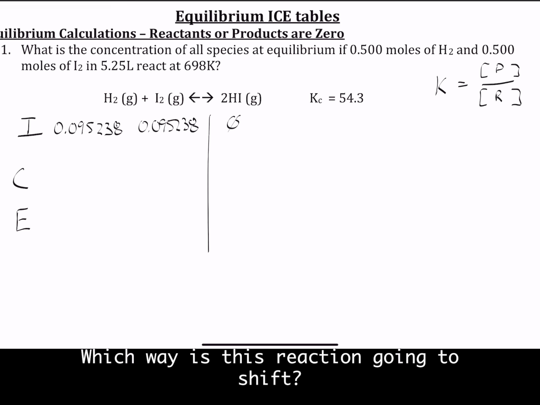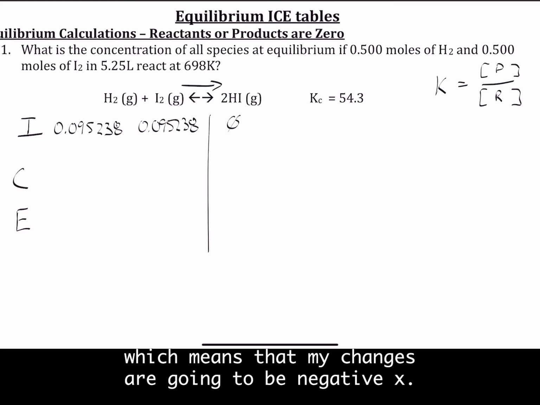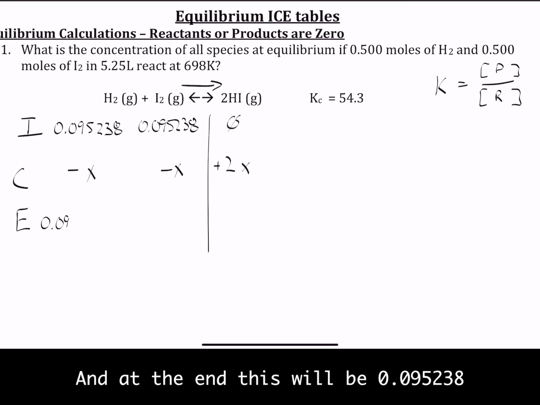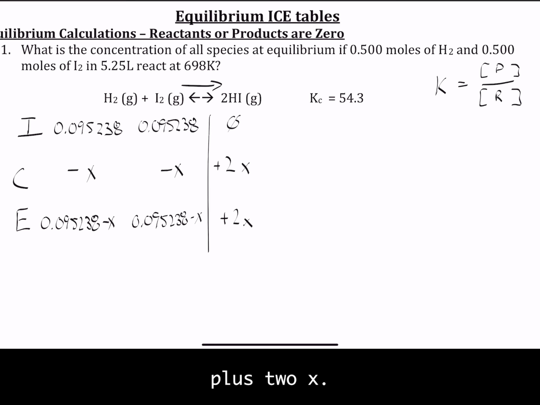Which way is this reaction going to shift? To the right. Towards the product, right? Because it's 0. Which means that my changes are going to be negative x, and plus 2x. And at the end, this will be 0.095238 minus x, 0.095238 minus x, plus 2x.